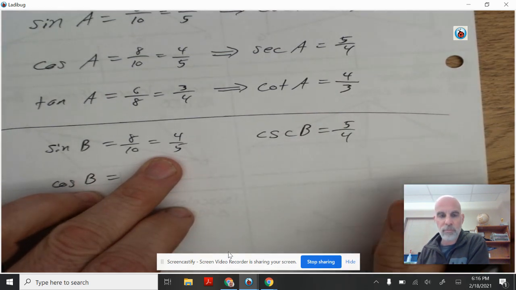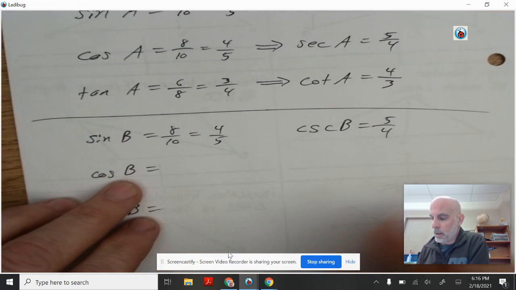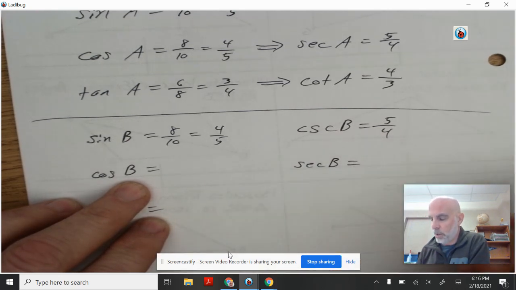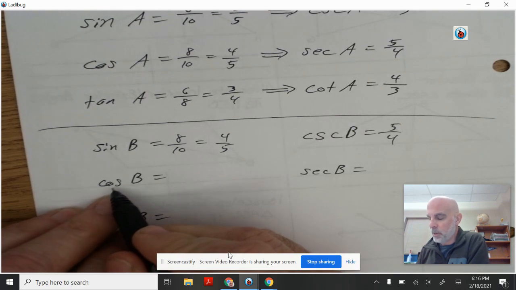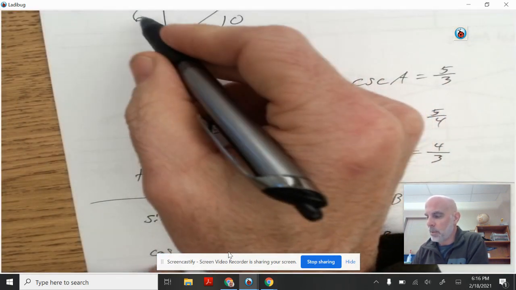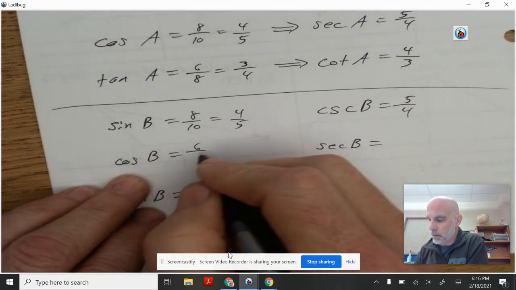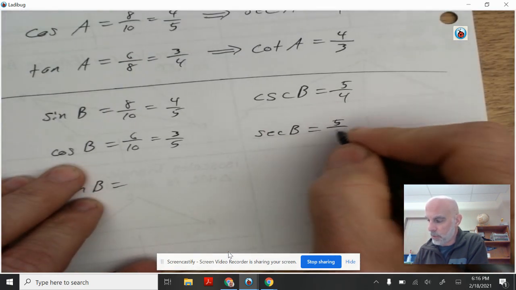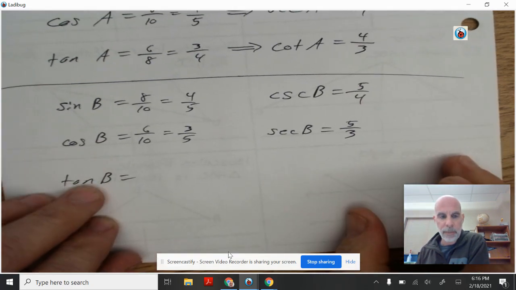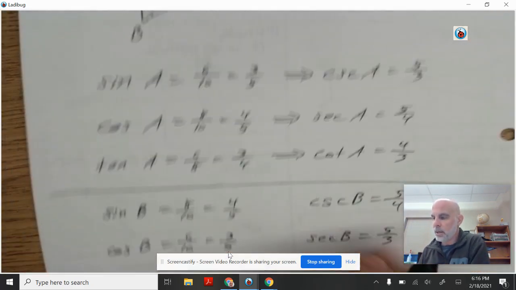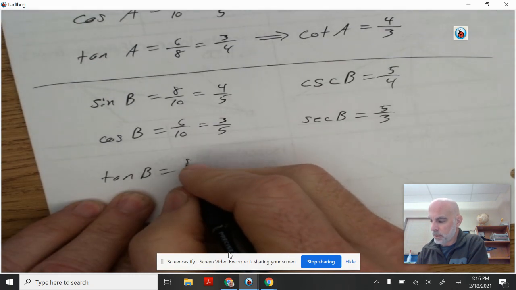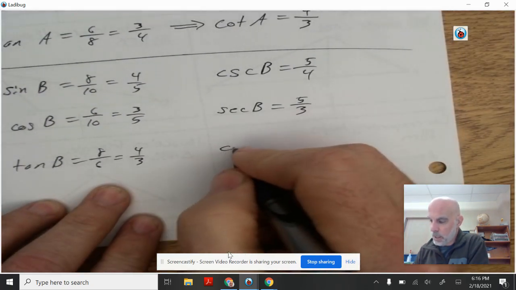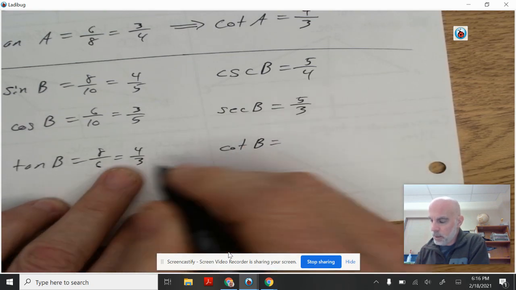It's the reciprocal. The cosine of B, well, the problem is probably going to ask you, what's the secant of B? The secant is going to be this one flipped upside down. So the cosine of B would be 6 over 10, which is 3 over 5. So this one over here is going to be 5 over 3. Done. The tangent of B would be 8 over 6, which would be 4/3. So the cotangent of B would be 3/4.